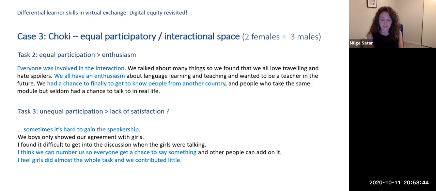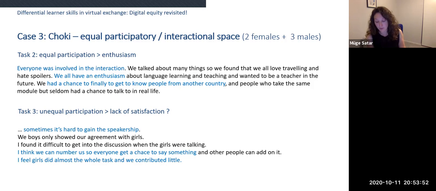This makes us reflect back on task design and the need to consider interactional structures that not all virtual exchange participants would inherently cater for, like Sophia showed us, and how equal contribution could be facilitated by the other partners.